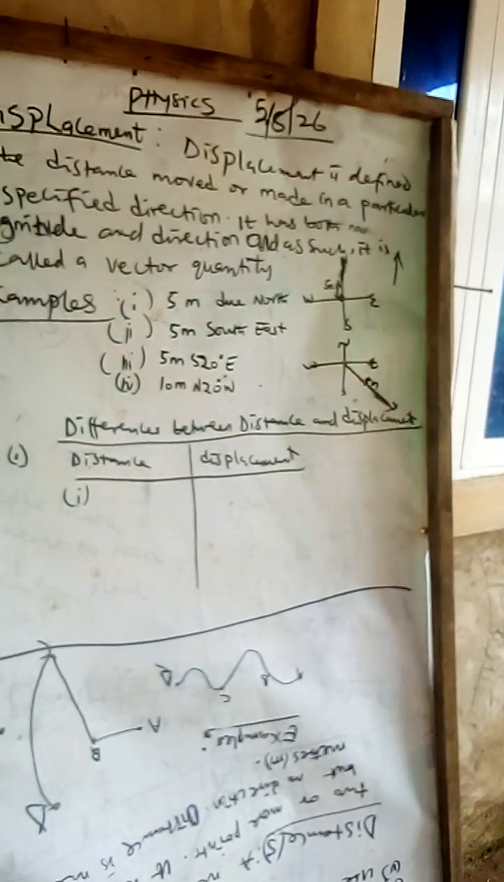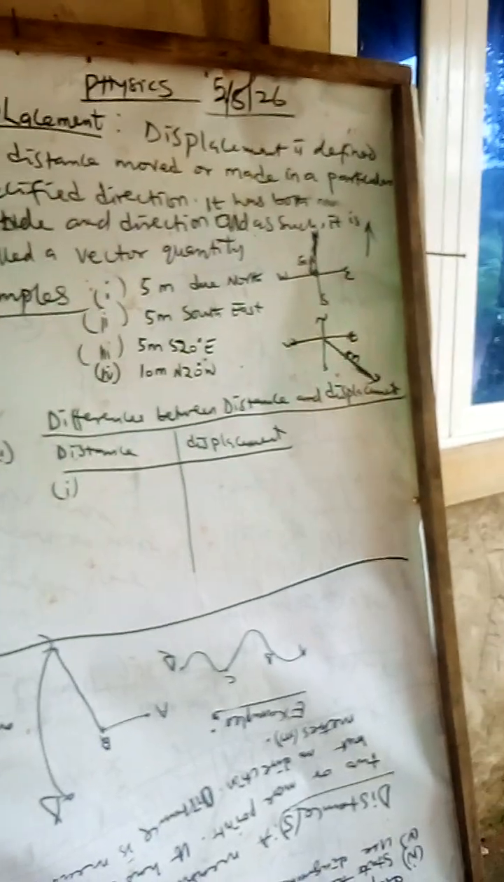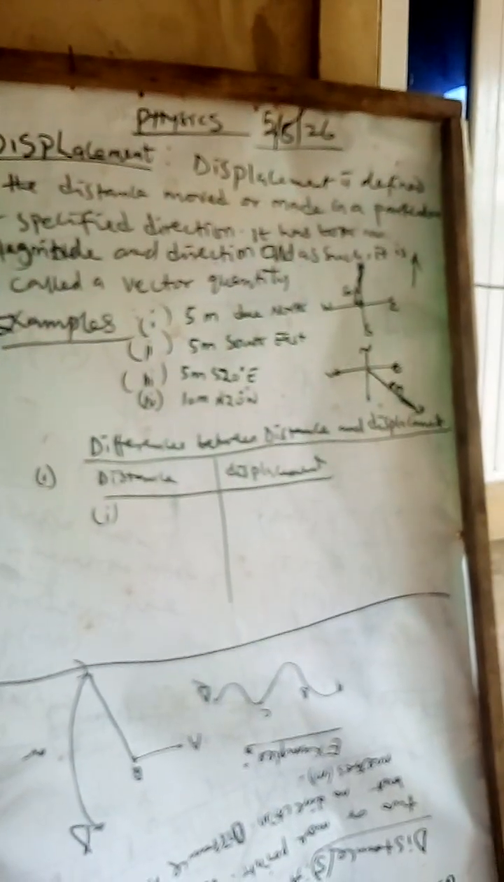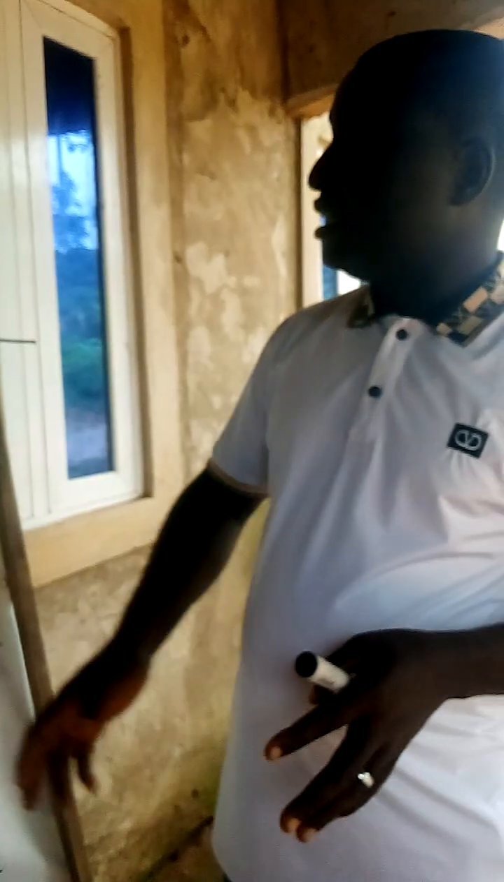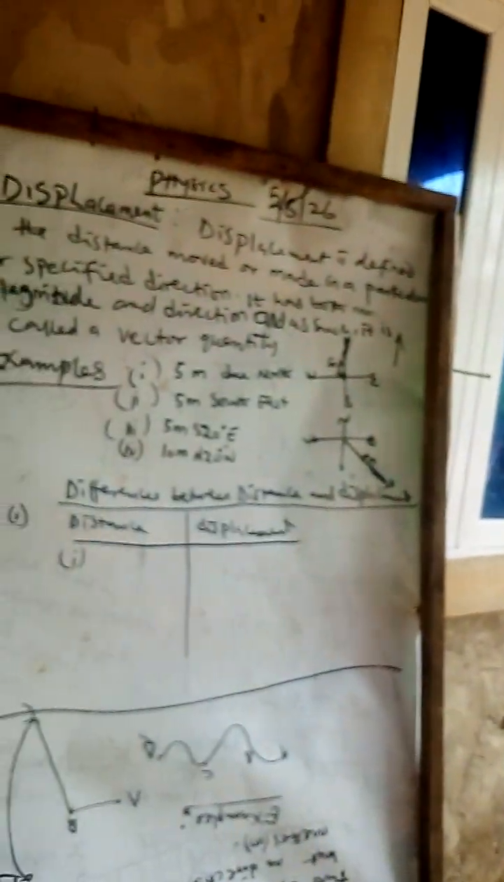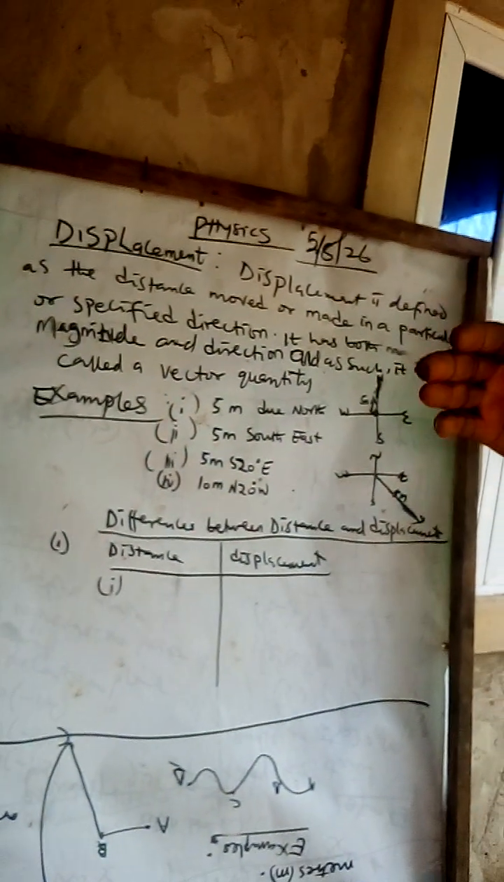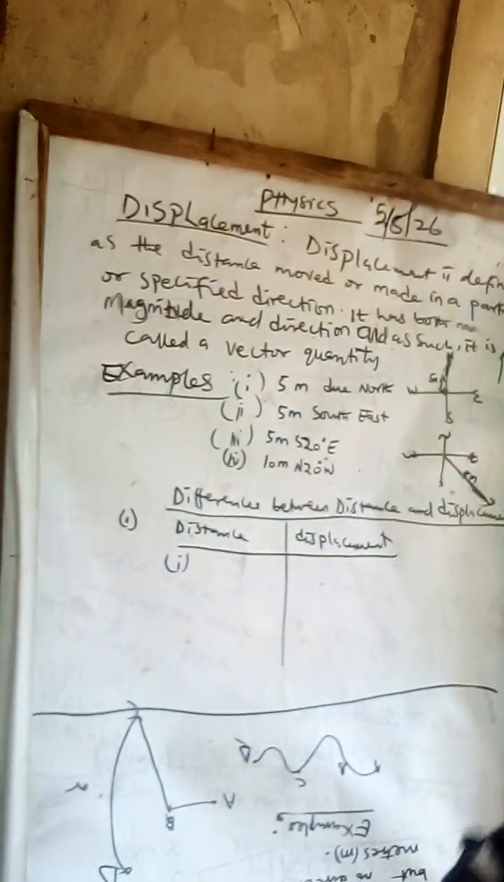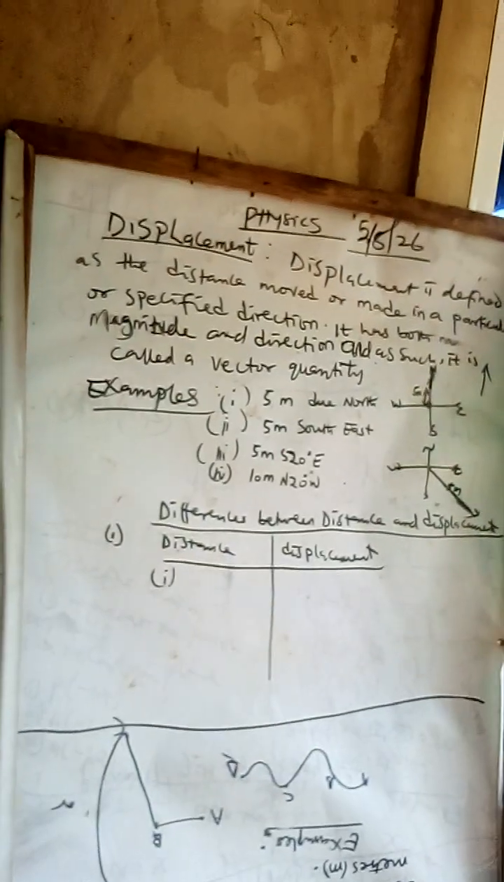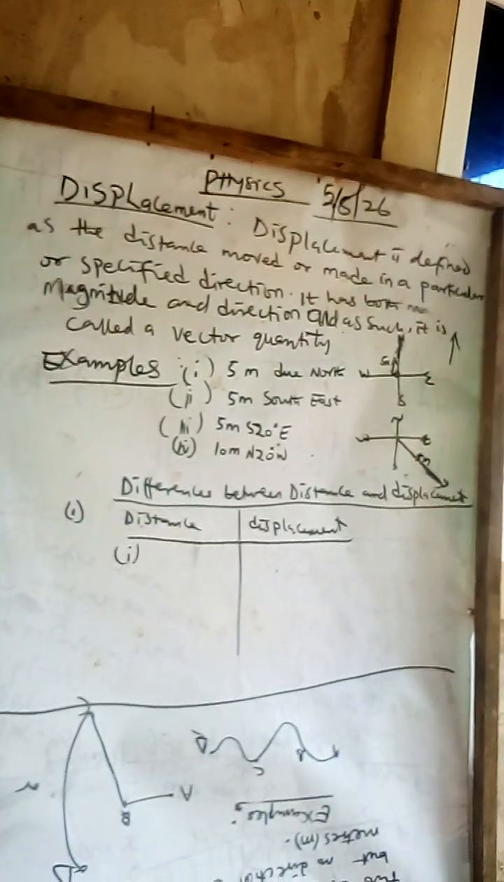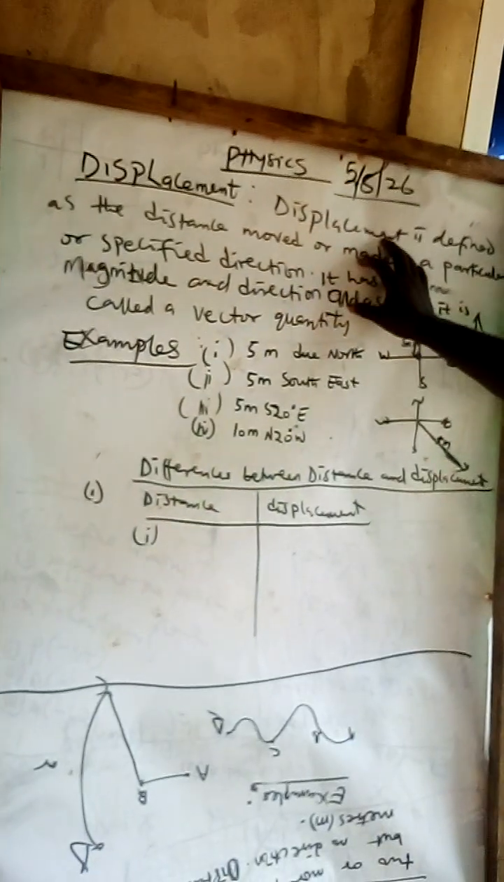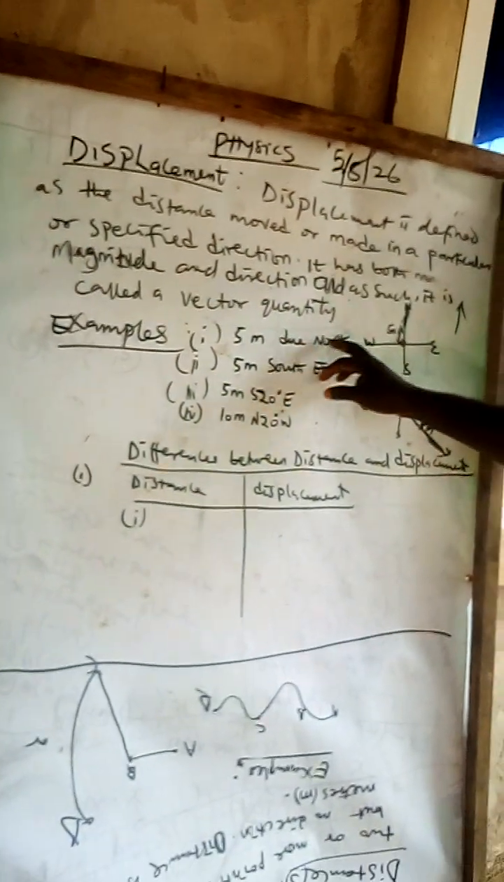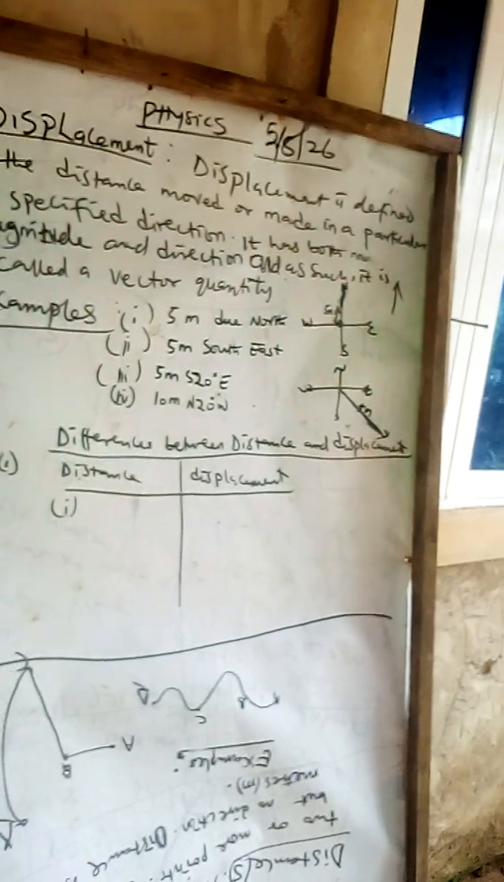Another way you can represent this displacement is as a vector. What is a vector? A vector is a quantity that has both magnitude and direction. As we can see in the definition of displacement, it said distance moved in a particular direction. That distance covered is the magnitude, and the particular direction is the direction. That makes it a vector. And then you can see what I wrote here. After this first example, second example, we are now on the third example.